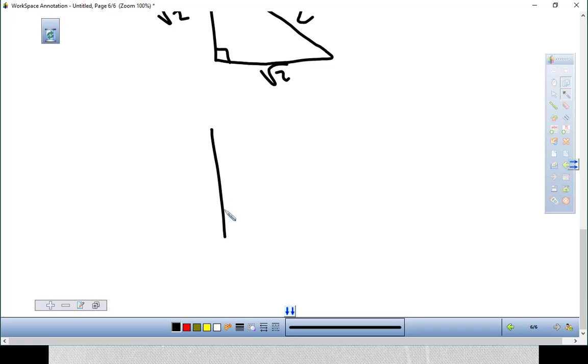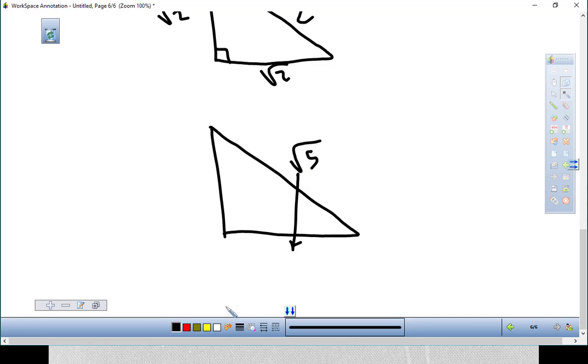Alright, let's work backwards now. I made those all easy. What if this one's square root 5? How do I go back to here now? No, it would be nothing equals 5. Yeah, you gotta figure out. You gotta divide by the square root of 2.